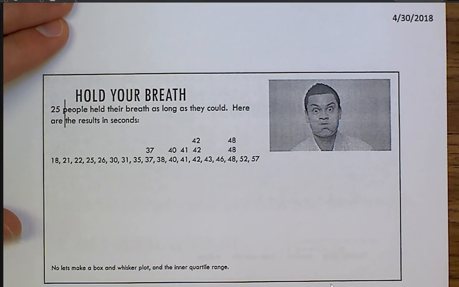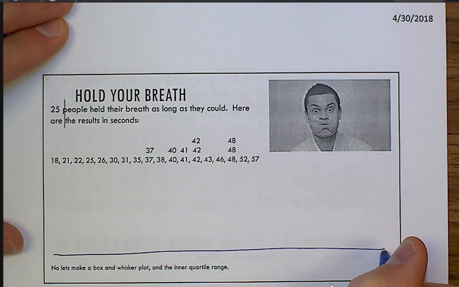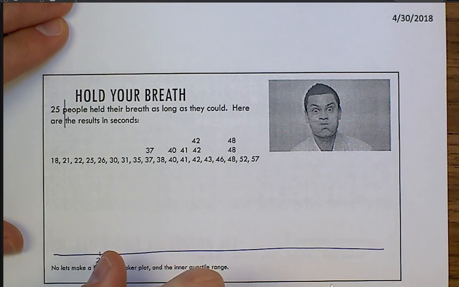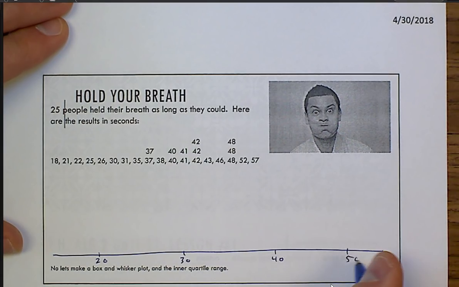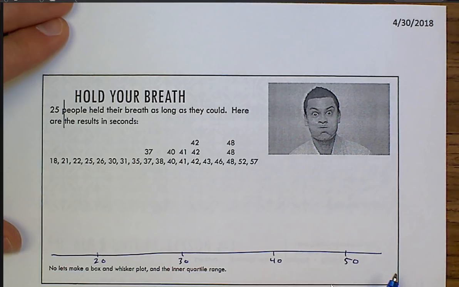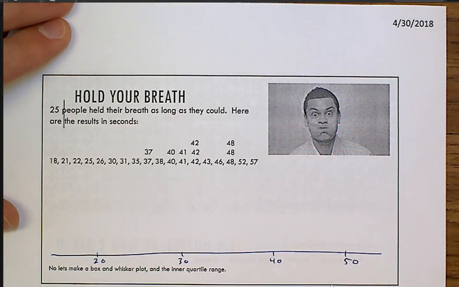So what you want to do first when you do a box and whisker plot is kind of what I did on the very first slide. We're going to make a scale at the bottom, so 20, 30, 40, and 50. This is our scale just so that we can have numbers to look at so the box and whisker plot makes sense. But we're also going to put some numbers on it.